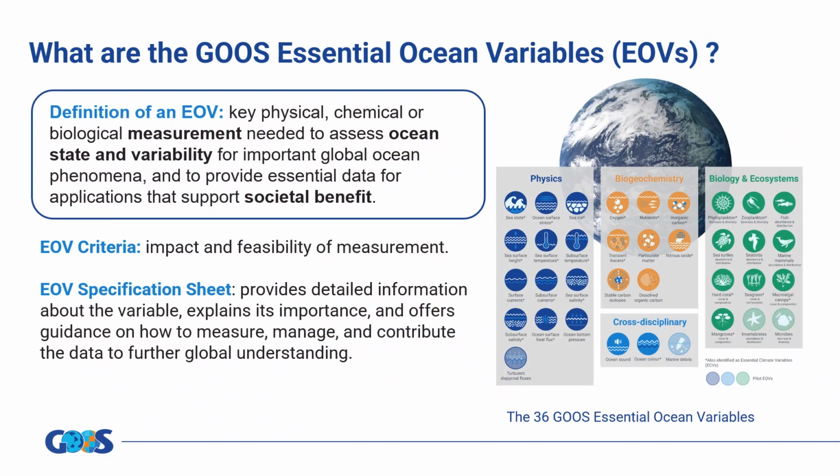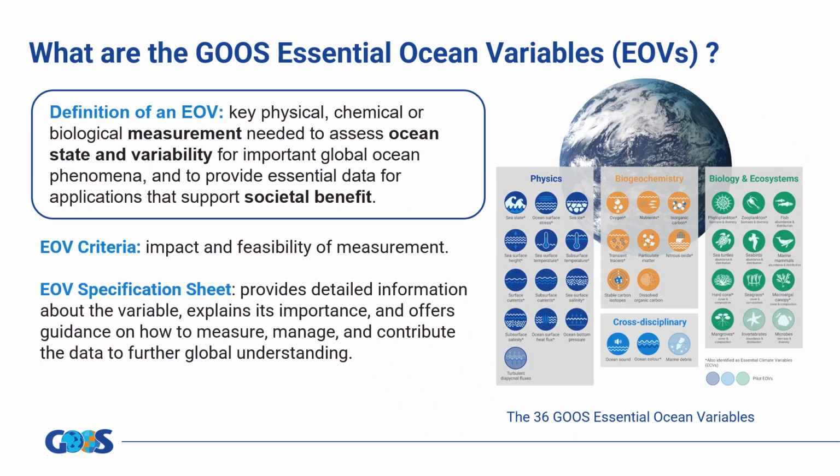What are EOVs? The GOOS EOVs are key physical, chemical, or biological measurements needed to assess ocean state and variability for important global ocean phenomena, and to provide essential data for applications that support societal benefit. GOOS EOVs are identified to deliver value in three main areas: understanding climate, enabling operational services such as weather forecasts or early warning systems, and keeping track of the health of marine life from local to global scales. Some examples of EOVs include sea surface temperature, nutrients, or seagrass cover and composition.